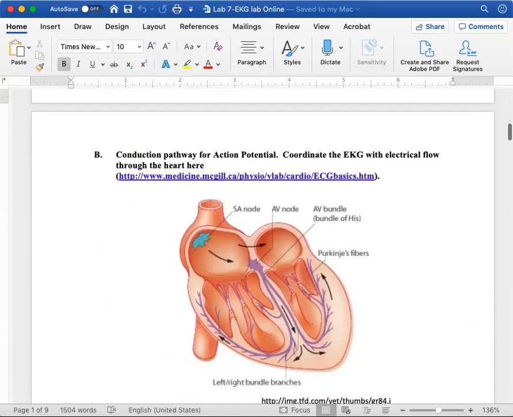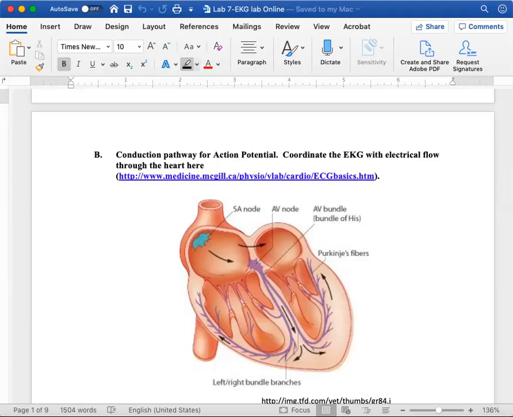The conduction pathway of the heart is SA node, right? So this is something that you learned in 260 if you took 260. Otherwise, this is something that we talked about in 251 already. Okay, so let me actually get a colored pen. Let's see if this works. Okay, so the conduction pathway for an action potential.